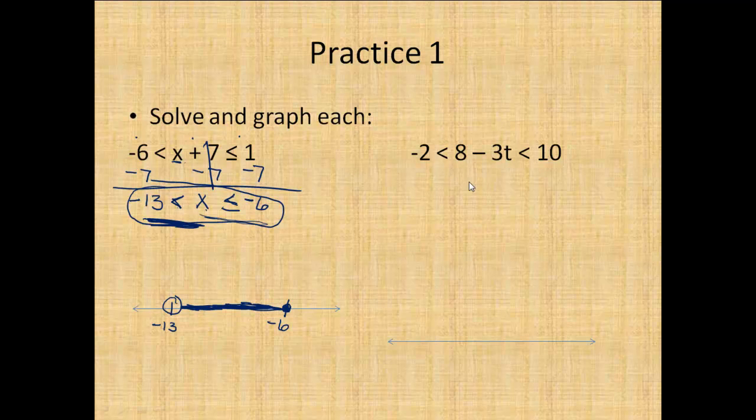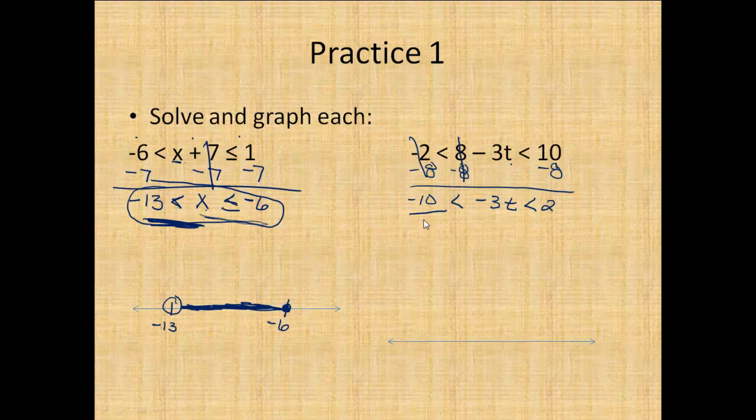Okay, the second one. We're going to start with the same thing. I've got only one variable here, so I'm going to go ahead and get rid of this 8 by subtracting it. And again, I have to subtract it on all three spots. So negative 2 minus that 8 gives me a negative 10. Those two cancel out to be a 0, so I'm left with negative 3t. And over here, 10 minus 8 gives me a 2.